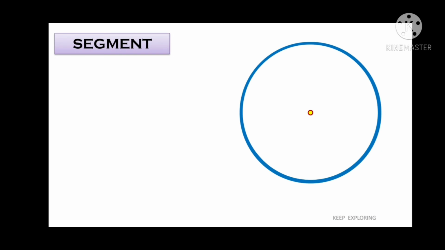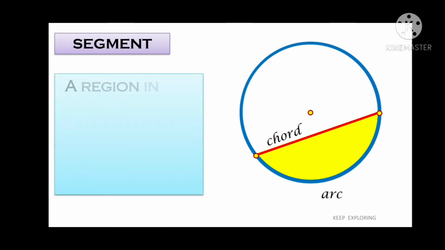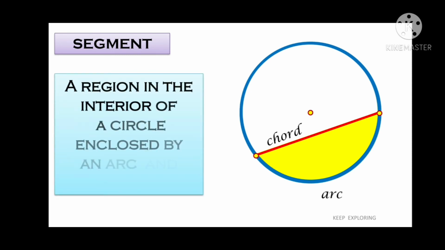Next, segment. Same thing, we will take two points and join them. As we know, whenever we join two points on the circle, we get a chord. When we have a chord, the whole circle has been divided into two segments. So here a chord and an arc. The region enclosed between the chord and the arc gives us a segment.